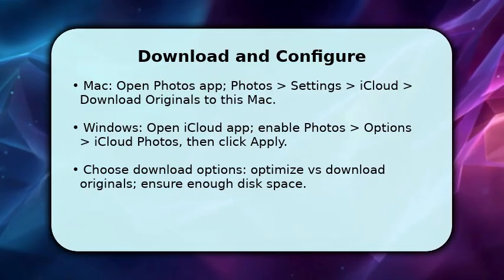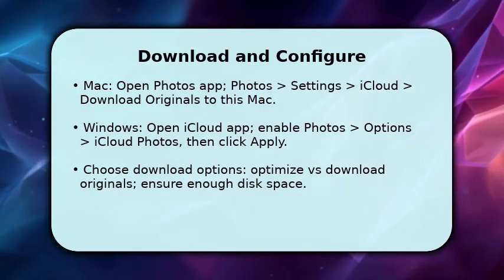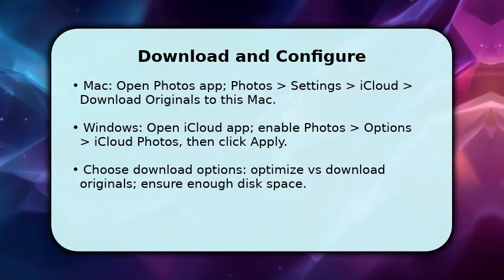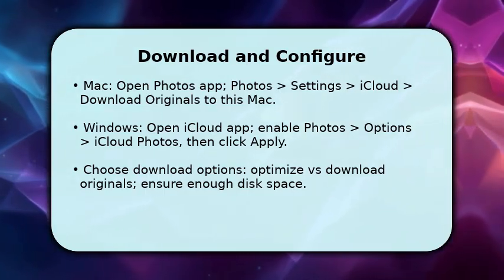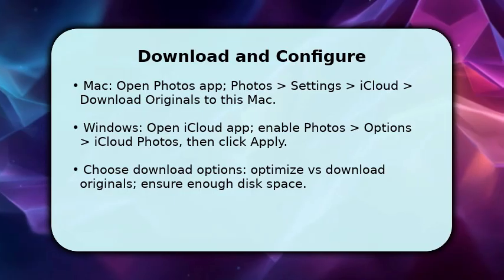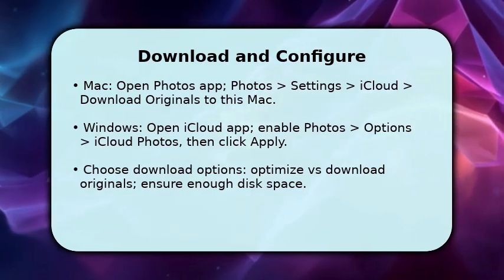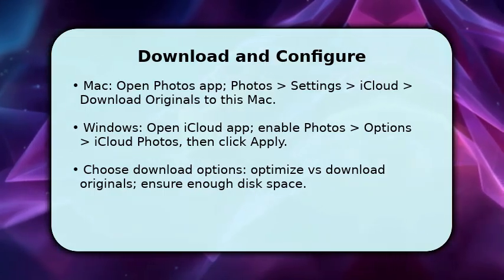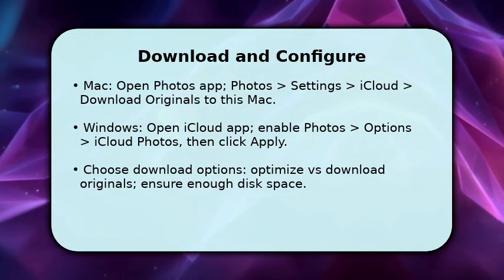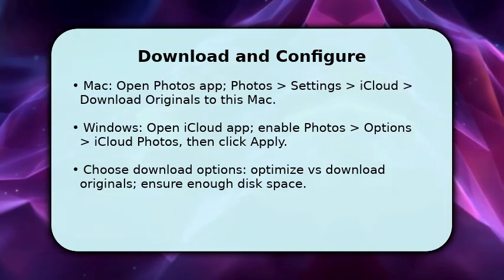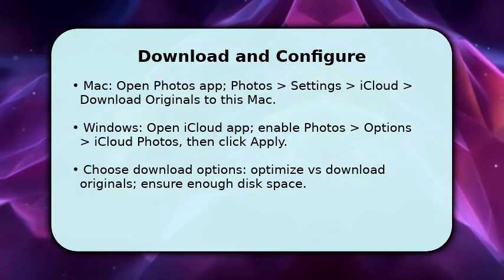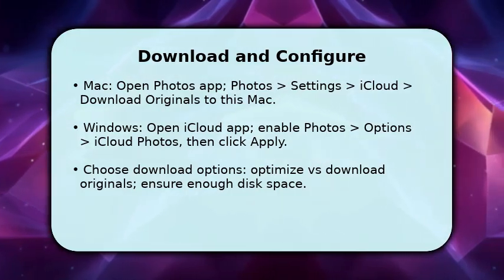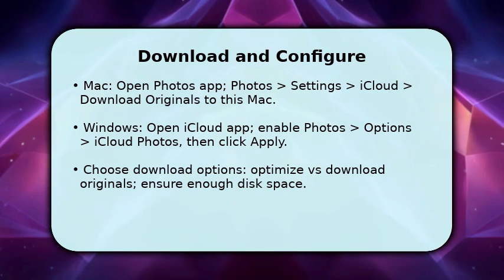Now configure how photos arrive on your laptop. On a Mac, open Photos, go to Settings, iCloud and choose Download Originals to store full files locally. On Windows, open iCloud for Windows, enable Photos, click Options and turn on iCloud Photos. Then use the Download button in File Explorer's iCloud Photos folder. Make sure you select full downloads only if you have sufficient disk space. Otherwise, optimized versions save space, but may require redownloads when you open a photo.